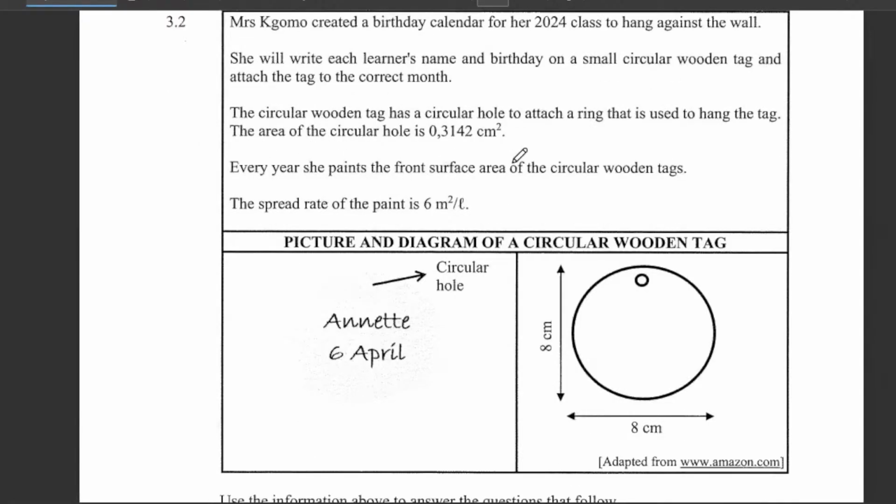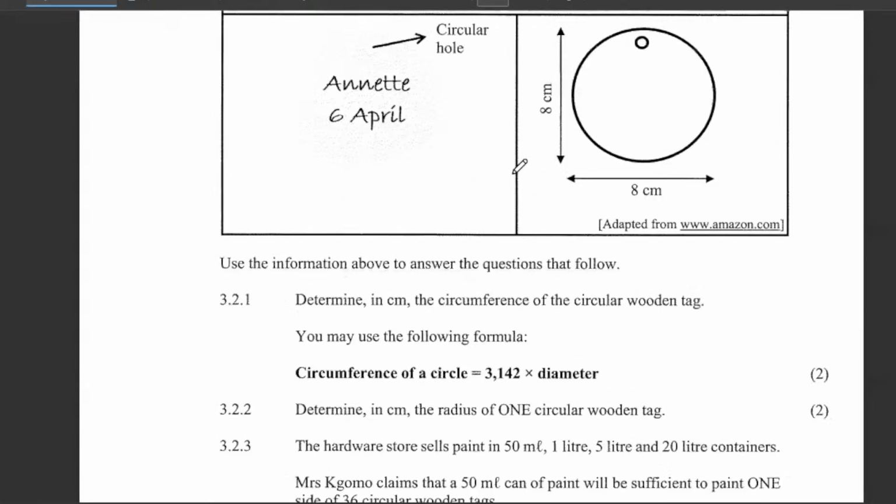Every year she paints the front surface area of the circular wooden tag. The spread rate that she uses is 6 meters squared per liter. So we are coming here, we are saying determine in centimeters the circumference of the circular wooden tag. Circumference equals pi d, which is 3,142 times the diameter. The diameter we have there is 8. So 3,142 times 8, you get the answer as 25,14.